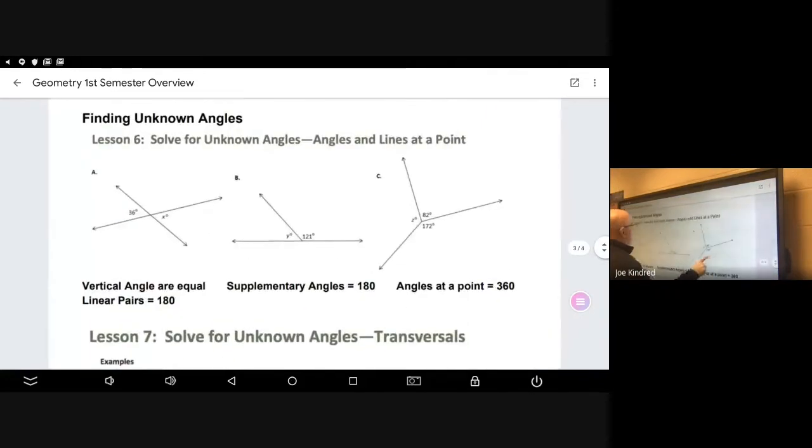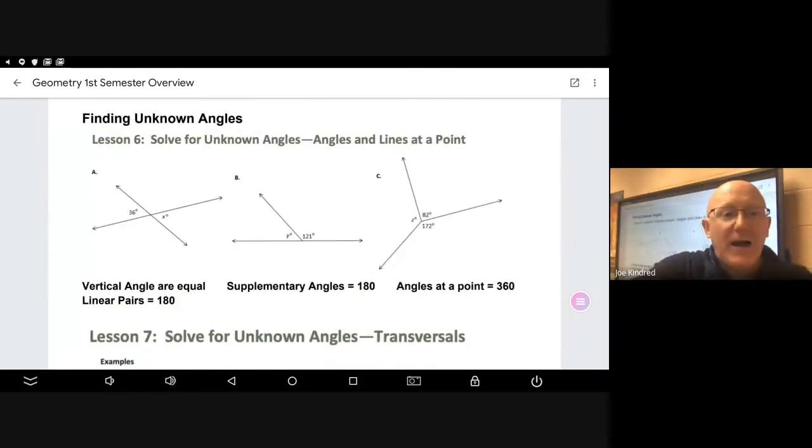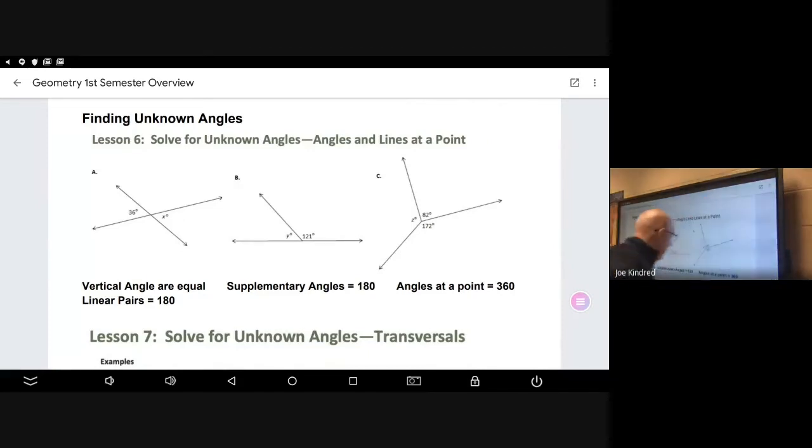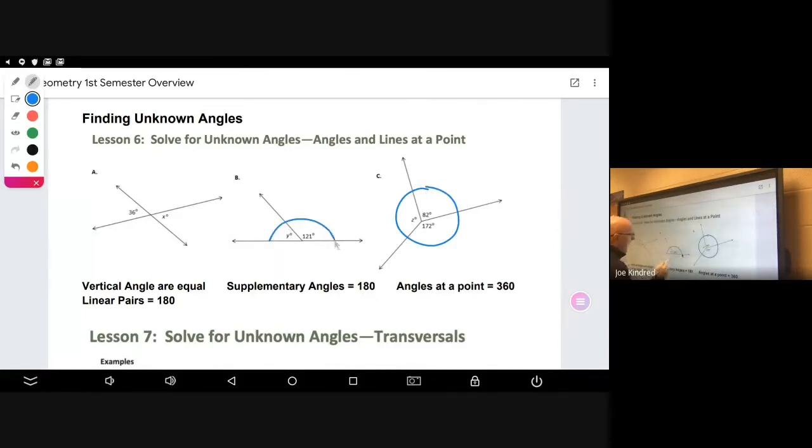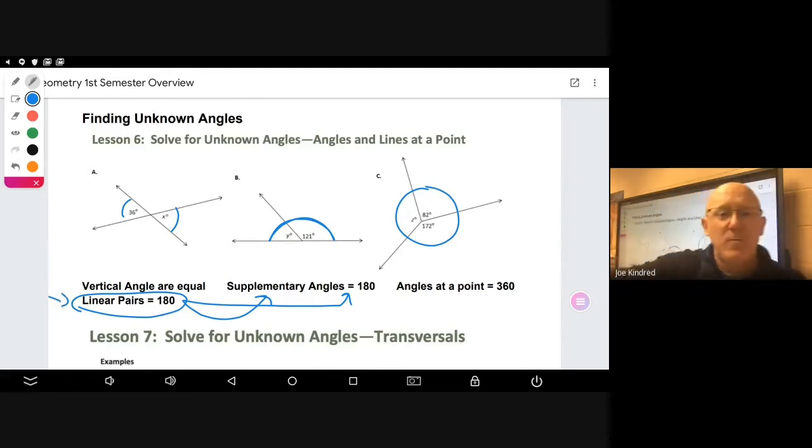Also in the highlights of this first semester, ideas of vertical angles, they're equal, and supplementary angles equal 180, and the angles at a point all add up to 360. As diagrammed here, 360, this is 180, and these two are equal. This right here should be over here. So keep in mind that this should actually be here. These are linear pairs, and so that's a mistake on the video there. I apologize. The linear pairs should be moved over.